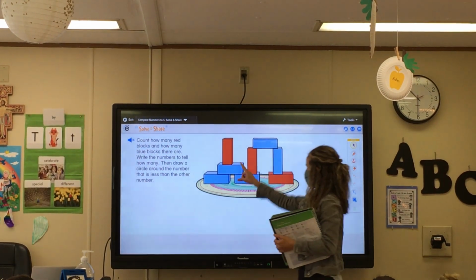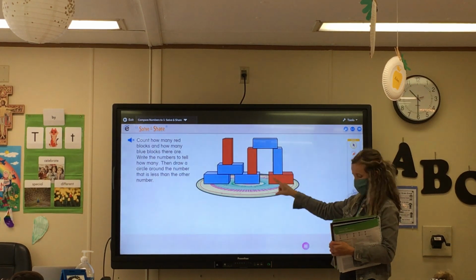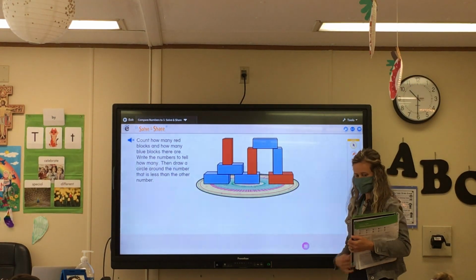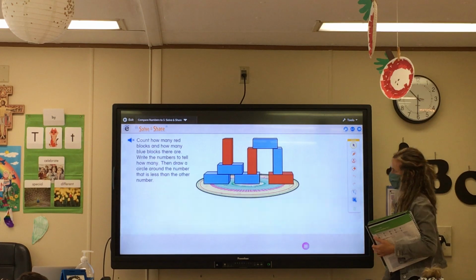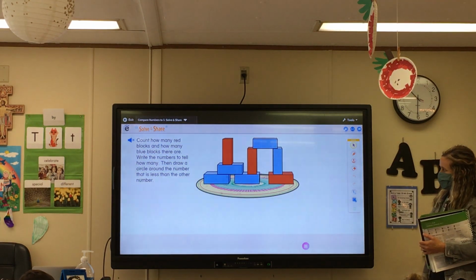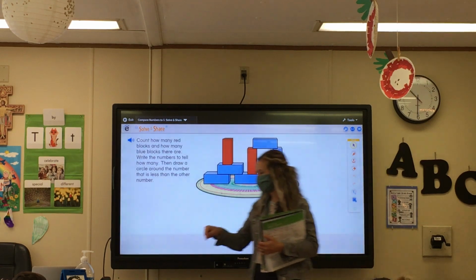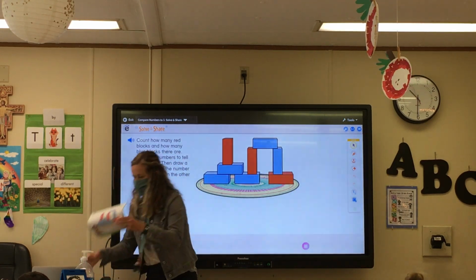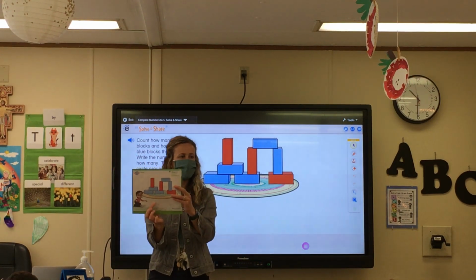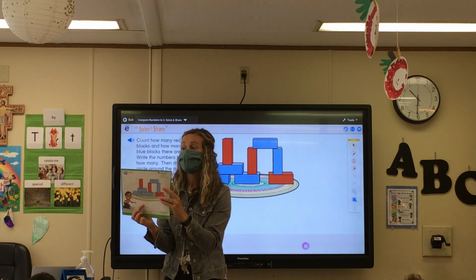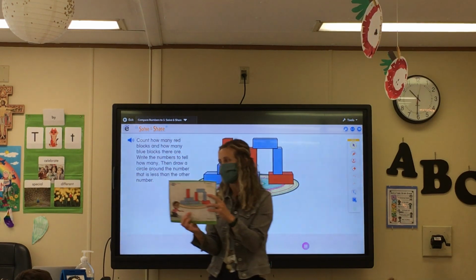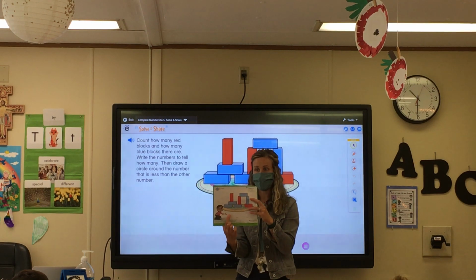Count how many red blocks and how many blue blocks there are. Write the numbers to tell how many. Then draw a circle around the number that is less than the other number. Okay, so down at the bottom of your paper, you see the first one they want us to count is R-E-D. What color is that? Red. So please count the red blocks and write the number on the first line.